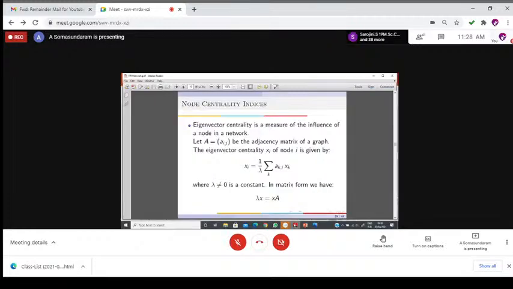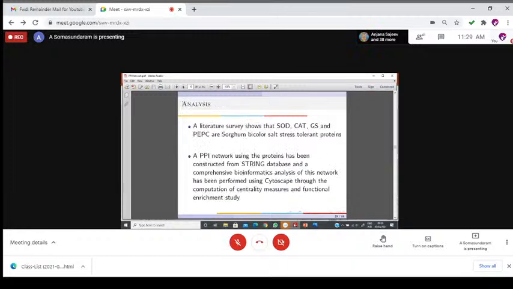The eigenvalue of a matrix, so that we'll get lambda by this formula: 1 by lambda times the sum. Physically verifying it is tedious later, so all these things we can use Cytoscape to evaluate. So this is another centrality measure. Okay. As I said, this is what we are going to do: we are going to use STRING and then Cytoscape.